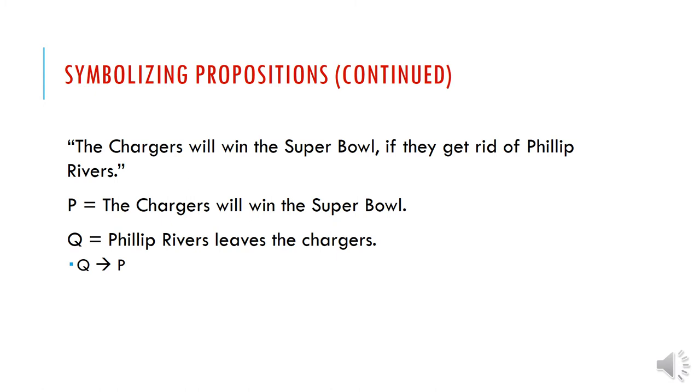Here's another. The Chargers will win the Super Bowl if they get rid of Philip Rivers. Two simple propositions. The Chargers will win the Super Bowl. Philip Rivers leaves the Chargers. And here we see Q arrow P. Notice how it's the second portion, if they get rid of Philip Rivers, which is the antecedent of the proposition, meaning that it comes before and is sufficient for the necessary consequent of the Chargers winning the Super Bowl.